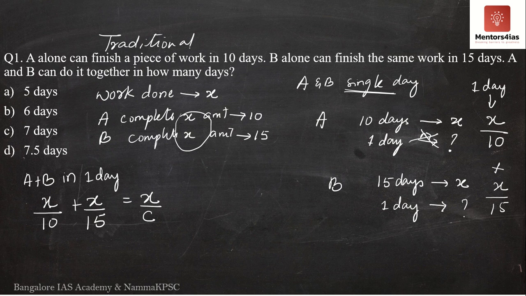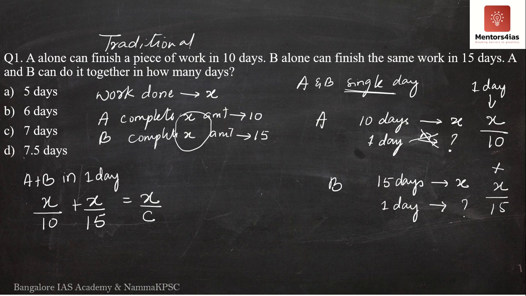Now how do I get this X by 10 plus X by 15? I'm pretty sure you should be able to do this by now, because in the last video we discussed HCF and LCM. I hope everybody knows how to add fractions. This is nothing but LCM. So the LCM of 10 and 15 is what? The LCM of 10 and 15 is nothing but 30. So you should take the denominator as 30 and then multiply X by the respective factors for 10 and 15, that is 3 and 2.